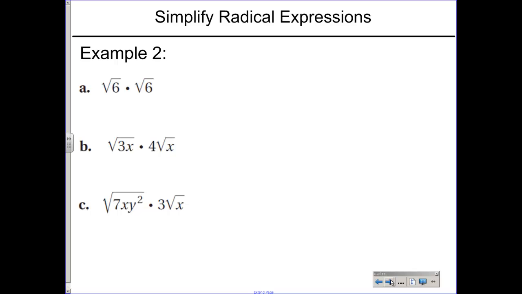Example 2a, simplifying radical expressions. Here we're multiplying. So I have a square root of 6 times square root of 6. Now these are irrational numbers, and since I'm multiplying, I can actually multiply irrationals with irrationals. Well, that would mean I can rewrite that as square root of 6 times 6, which is equal to square root of 36, which in itself is a perfect square, which is just 6.